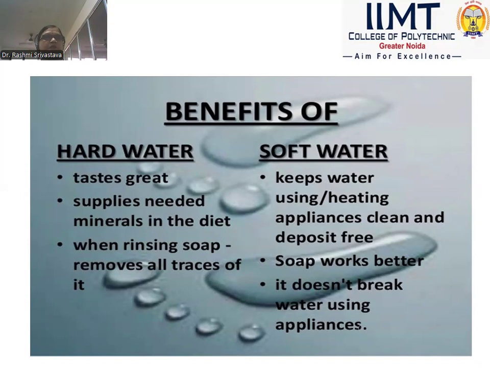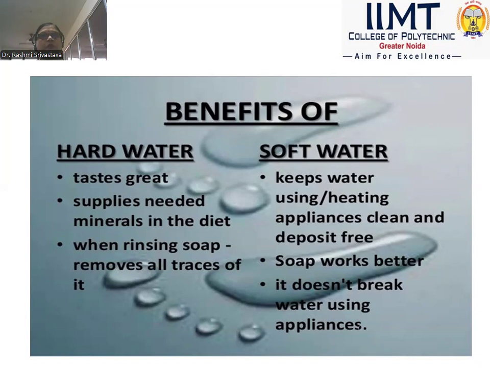When we consume a limited quantity of hard water in our daily life, we have no deficiency of calcium and magnesium and other elements. When rinsing soap, it removes all traces.